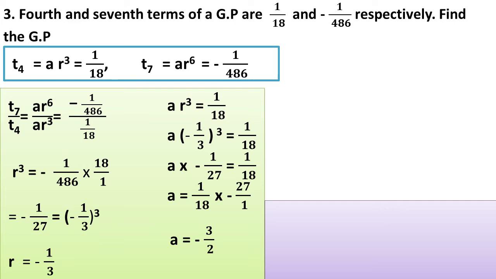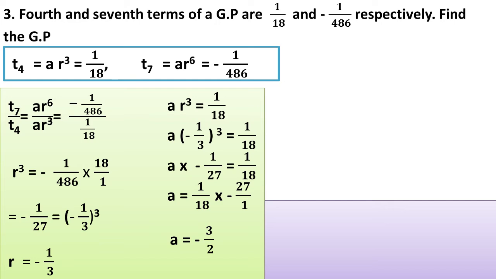Just observe how the calculation has been done. In the place of R, minus 1 by 3 is substituted. It results as minus 1 by 27. Then minus 1 by 27 is taken to the right hand side. It becomes its reciprocal, into minus 27 by 1. After simplification, value of A will be equal to minus 3 by 2.